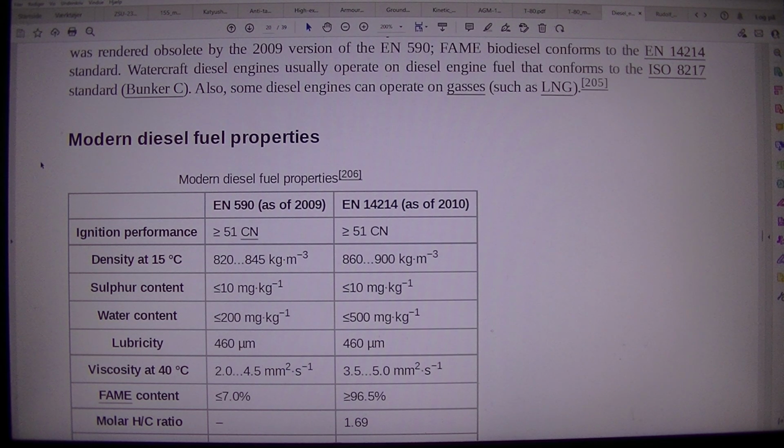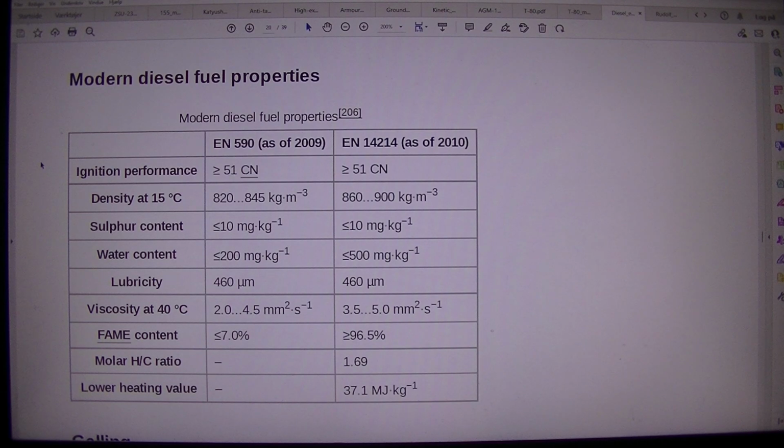Modern diesel fuel properties. EN 590, as of 2009, and EN 14214, as of 2010: ignition performance greater than or equal to 51 cN, greater than or equal to 51 cN; density at 15 degrees C 820 to 845 kg/m3, 860 to 900 kg/m3.